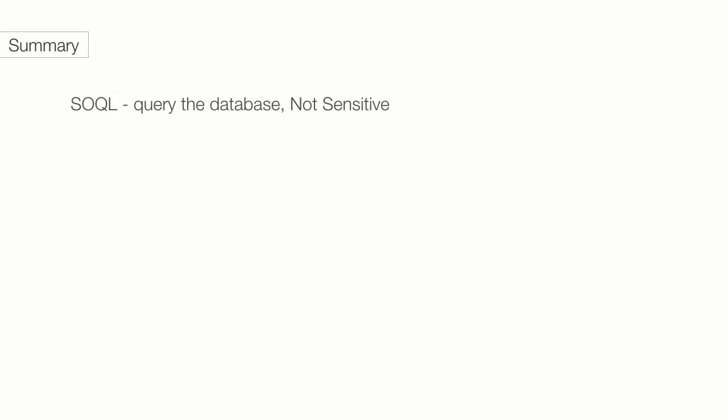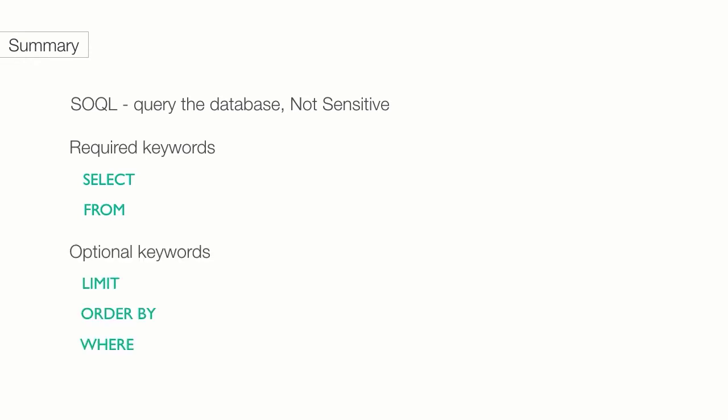SOQL is used to pull data out of Salesforce objects, also known as querying the database. Like Apex, for the most part, SOQL is not case sensitive. There are only two required keywords for every SOQL statement, select and from. Select lets you pick which fields you want to pull data from. From lets you pick what object you're pulling from. There are a number of optional keywords like limit, order by, and where.